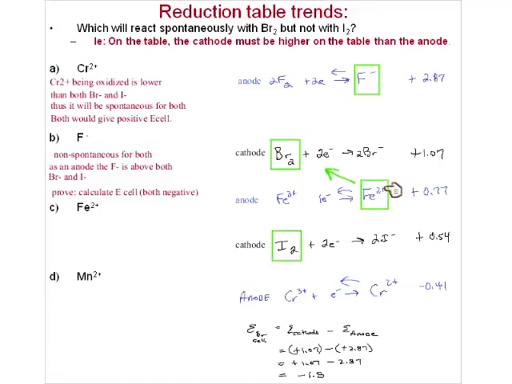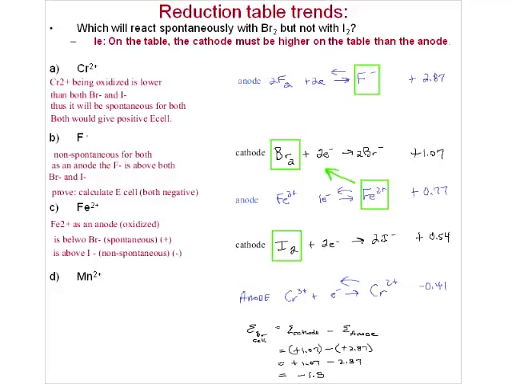So iron 2+ will be spontaneous for bromine, and it's going to give a positive E cell. You can do the calculation. But it's going to be non-spontaneous for iodine, because it's going to give me a negative value. It's lower on the table. Okay? So there we go. So the answer to this multiple choice, spontaneous for bromine, non-spontaneous for iodine. So the answer is C.